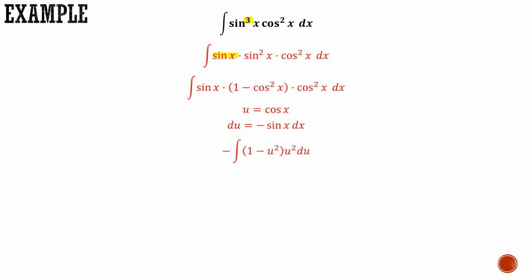Now, when I substitute back into my integral, I'm going to be left with negative 1 minus u squared, because remember, this sine x and this dx went away with the du. And then I'm distributing that u squared. So I have negative integral of u squared minus u to the fourth. And I went ahead and distributed the negative back in to have u to the fourth minus u squared. Now when I integrate that, I'm going to be left with u to the fifth over 5 minus u cubed over 3 plus c. And then plugging my u back in, I have cosine to the fifth x over 5 minus cosine cubed x over 3 plus c.